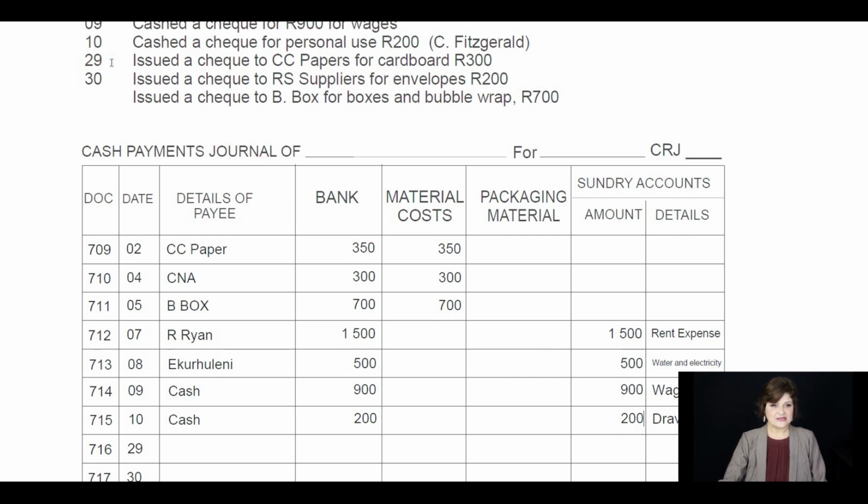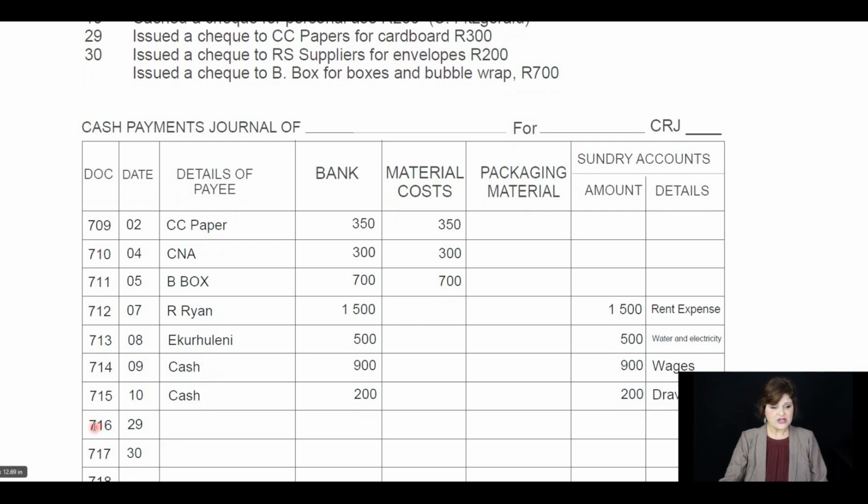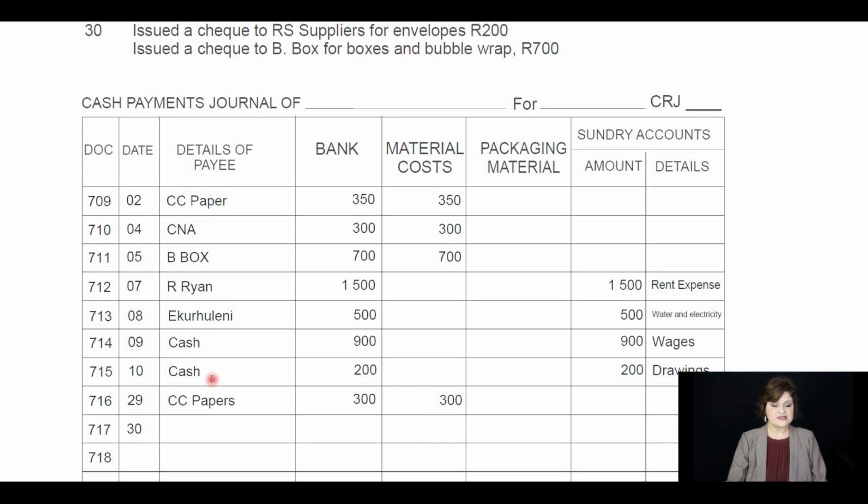Next transactions on the 29th, issued a check to CC Papers for cardboard, 300 Rand. And remember what we said, the cardboard is what she's using to make the cards, so that will be allocated to material costs. Whatever it costs to manufacture a product is called material costs. All right, so the date is the 29th, check number 716. The payee is CC Papers. For the amount of 300 Rand, and we have material cost columns, so we fill that in over there, 300 Rand. The next transaction is on the 30th.